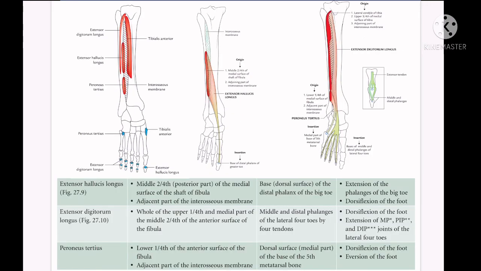You can see the extensor digitorum longus, extensor hallucis longus and peroneus tertius tendons side by side. The extensor hallucis longus is inserted to the base of the distal phalanx of the great toe.